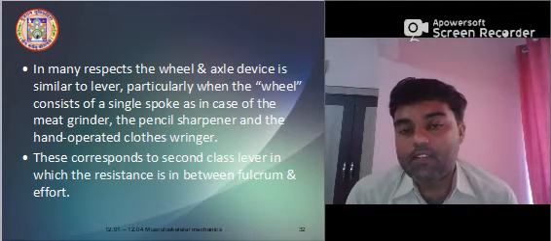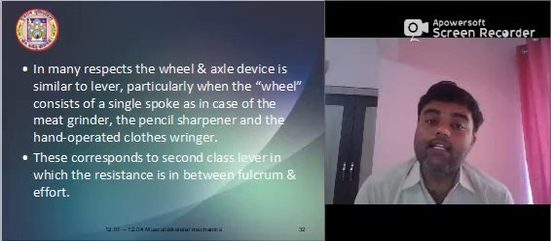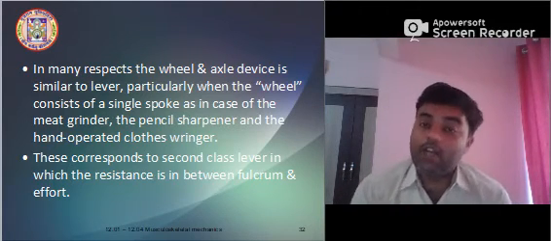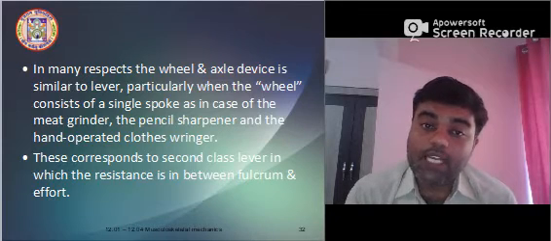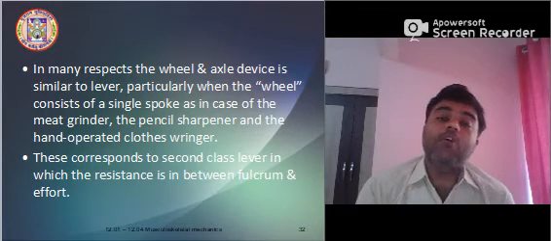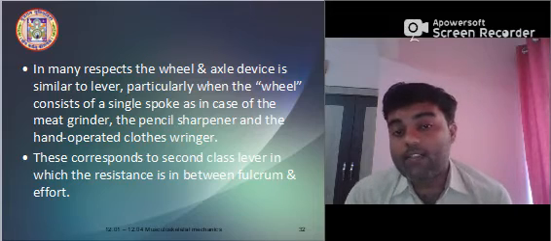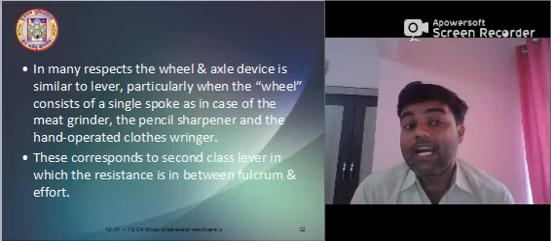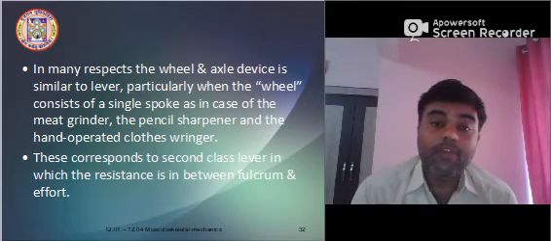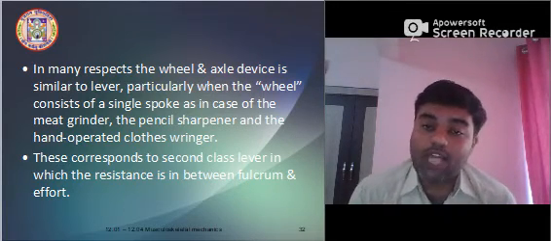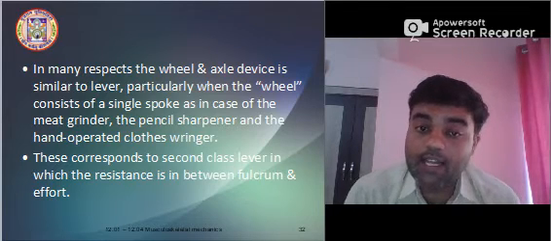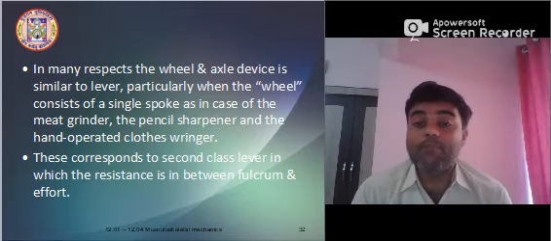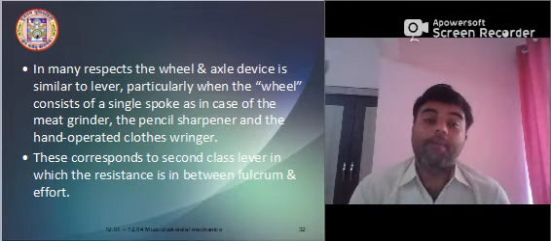In many respects, the wheel and axle device is similar to a lever, particularly when the wheel consists of a single spoke, as in the case of the meat grinder, the pencil sharpener, and the hand-operated clothes wringer. See, these are examples of the type 1 wheel. This corresponds to a second class lever, in which the resistance is in between the fulcrum and the effort. Classic example of lever: second order lever.